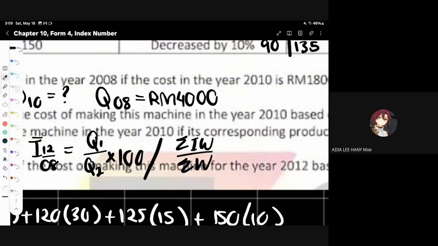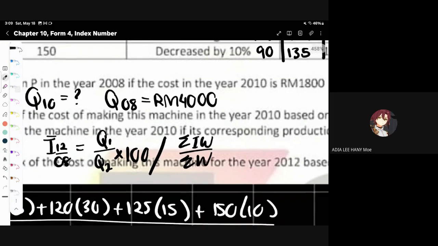And you already finished chapter 10. Boom, Azalia, very easy. See, very simple actually. This chapter is very, very simple. So do you guys understand?